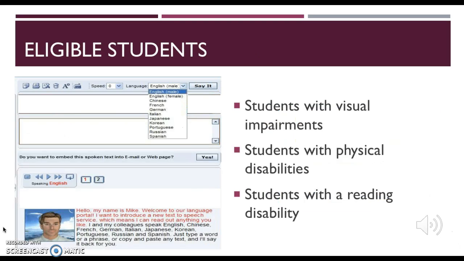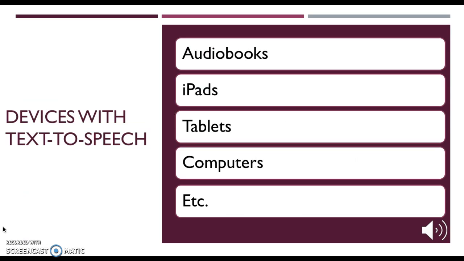Text-to-speech is for students with visual impairments, students with physical disabilities, and students with a reading disability. Anyone with or without a disability always has this offered to them. Devices with text-to-speech include audiobooks, iPads, tablets, computers, and many more. In today's generation, most technology offers text-to-speech.